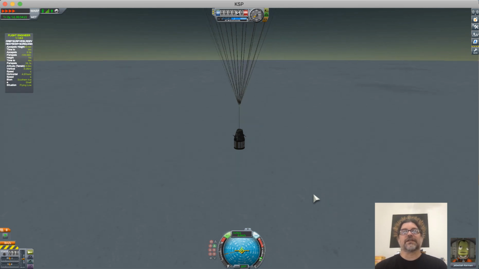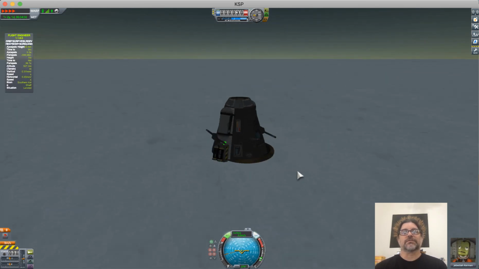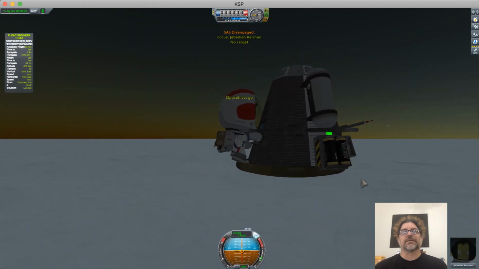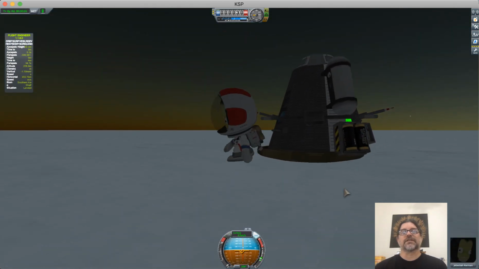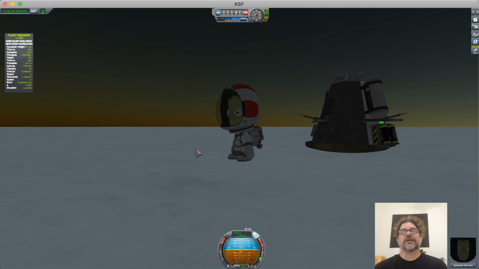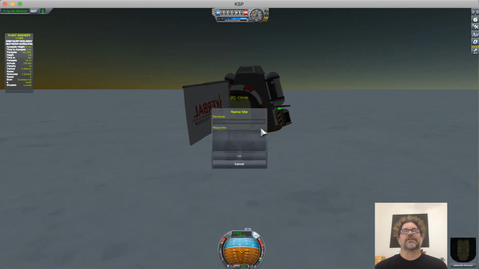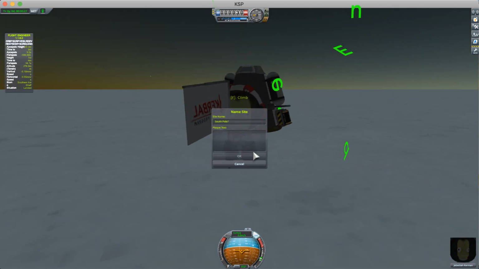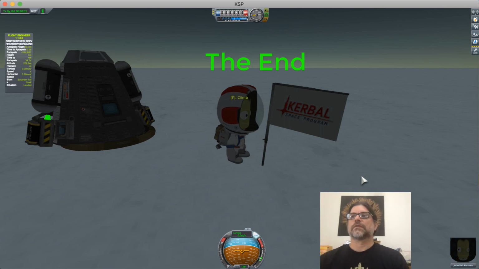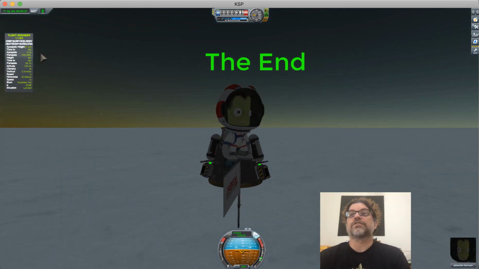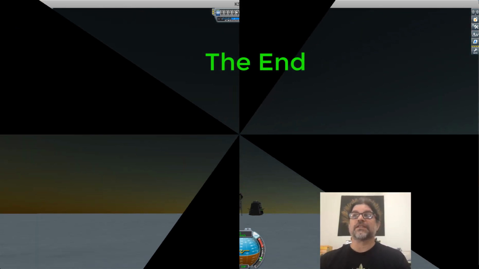So now that I've landed, boom, oh, I broke part of my ship again, but it looks like I'm still there. Kerbal is still alive. So now I'm going to go out and explore the South Pole. And that's basically how it works. That's the end of the intro, so now let's look at the physics behind this thing.